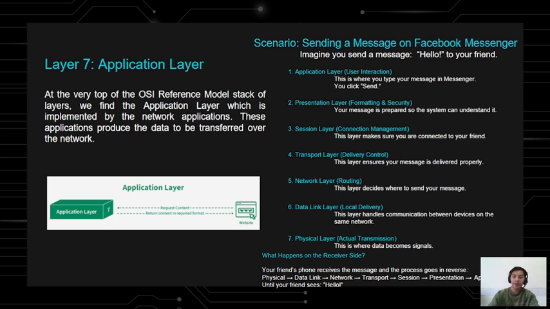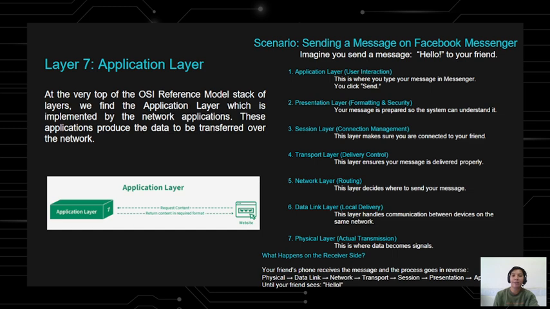So I have here an example. The scenario is sending a message on Facebook Messenger. Imagine you send a message, hello, to your friend. The scenario shows how the OSI model works when sending a message on Facebook Messenger, such as typing and sending hello to a friend.